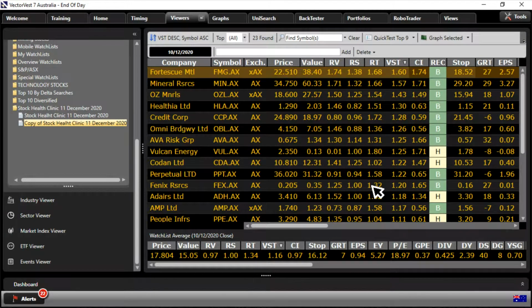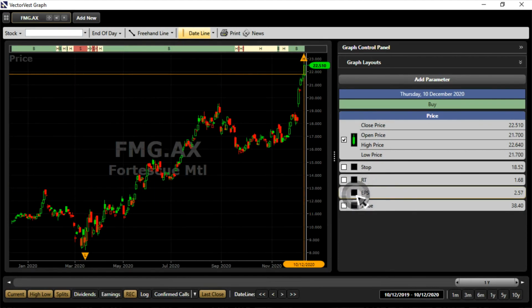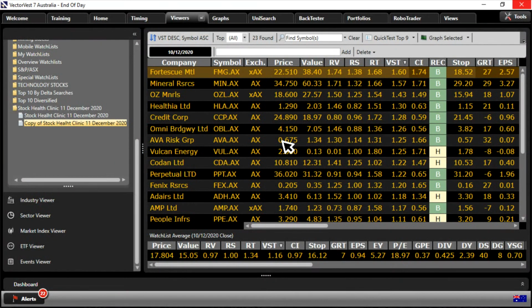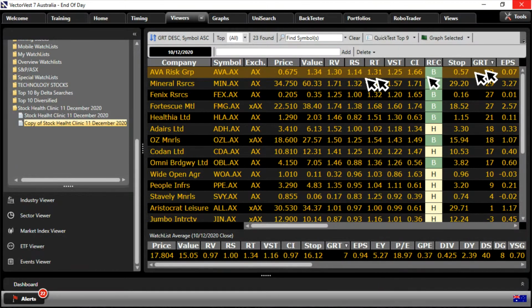Let's go and find companies where the earnings effectively are starting to fade away. Now, one way you could do it is to go through your graphs, like we looked at Fortescue Metals, and put on your earnings, and then just go and pick on companies where the earnings are starting to fade away. I've got a quick way of doing it too. I've got this indicator here in VectorVest called GRT, earnings growth rate. What's the company looking to grow its earnings by? GRT, incredibly powerful indicator.